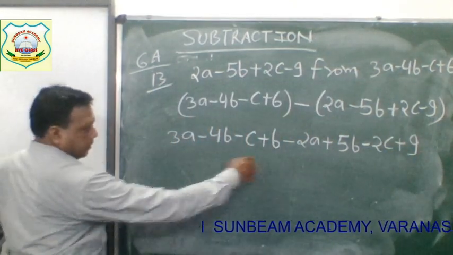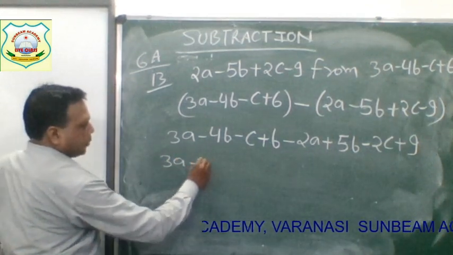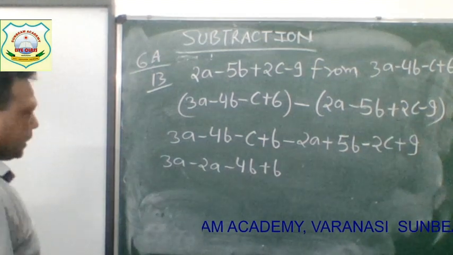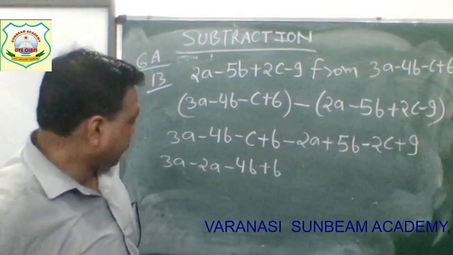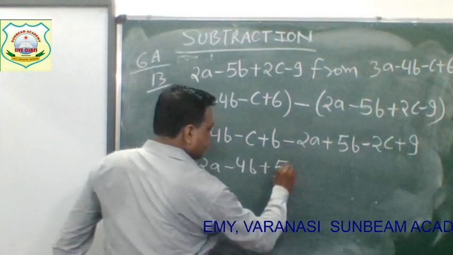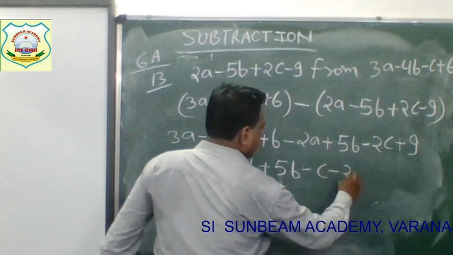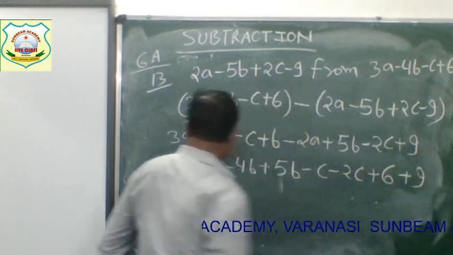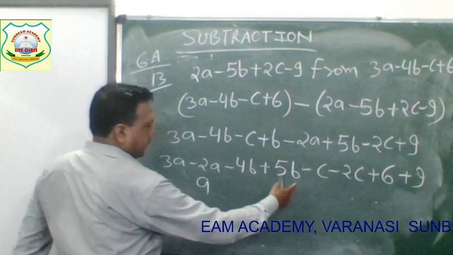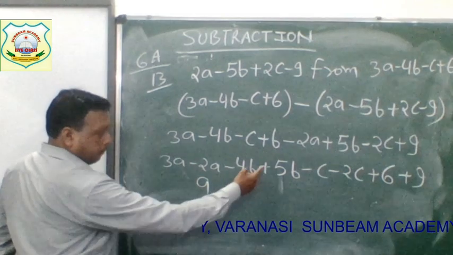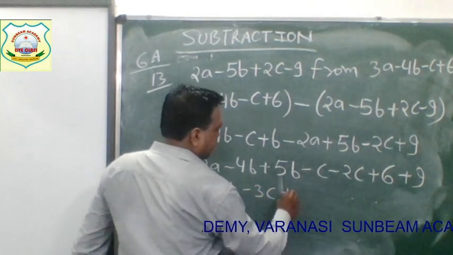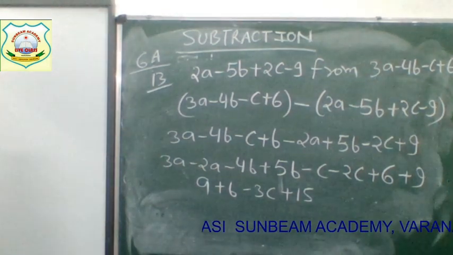Similar like terms: 3a and 2a, −4b and 5b, −c and −2c, and the constants 6 and 9. For a: 3a + 2a is 5a. For b: −4b + 5b, 5 minus 4 is 1, with plus sign, so +b. For c: −c − 2c is −3c. Then +6 + 9 is 15. It will be your answer. Students, note it down.